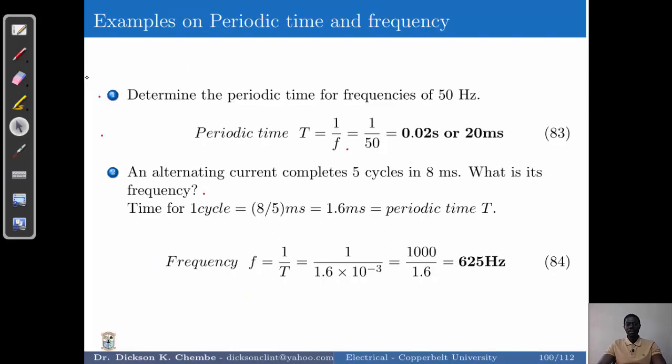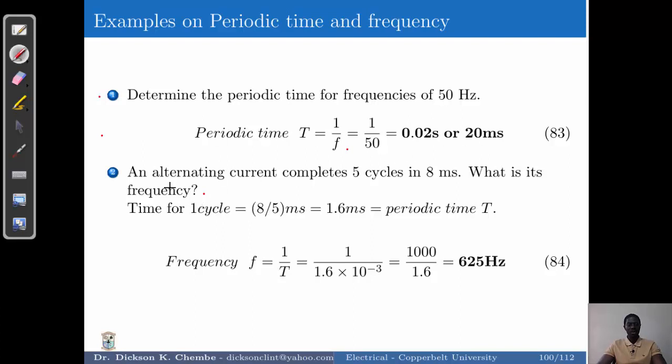So we can determine the periodic time from the equations. This is just an example. Like I said, you determine the periodic time for a frequency of 50 Hz. If the frequency is 50 Hz, the periodic time t is equal to 1 over 50, which gives us 0.02 seconds or 20 milliseconds.